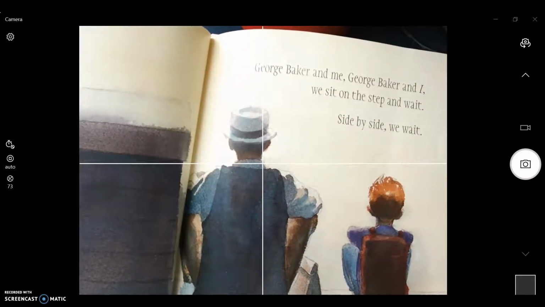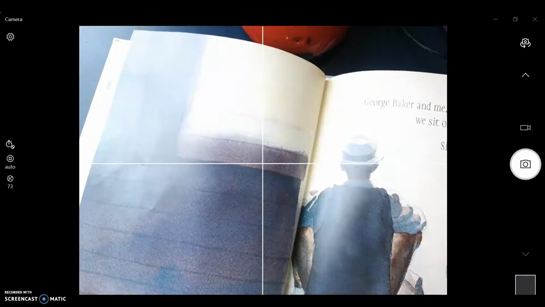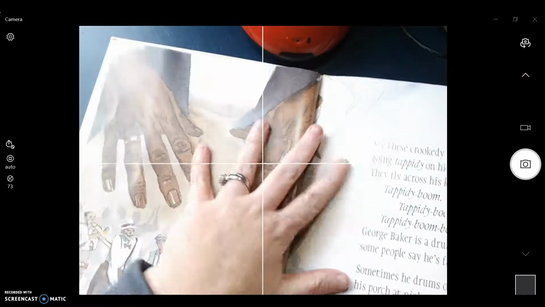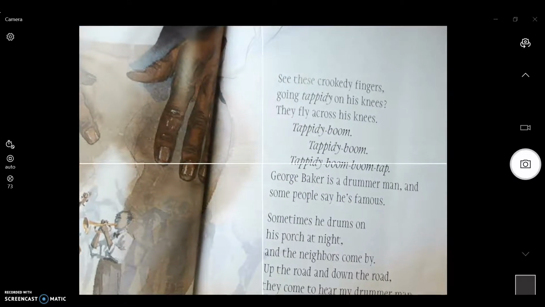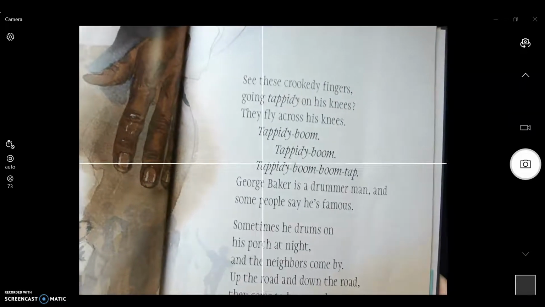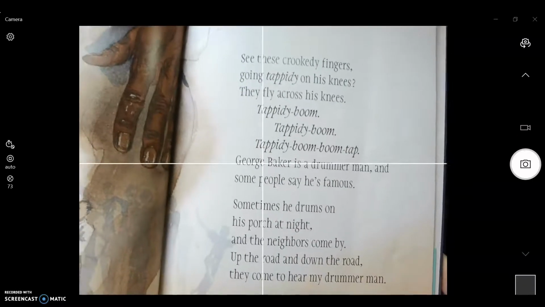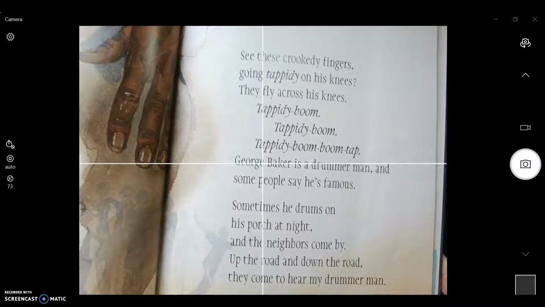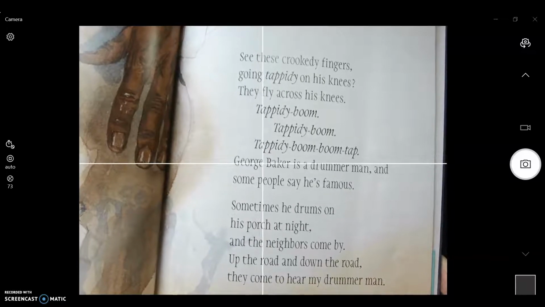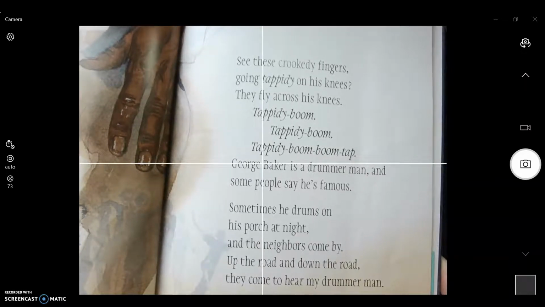George Baker and me, George Baker and I, we sit on the step and wait. Side by side, we wait. See these crickety fingers? Good tappity on his knees. They fly across his knees. Tappity boom, tappity boom, tappity boom, boom, tap. George Baker is a drummer, and some people say he's famous. Sometimes he drums on his porch at night, and the neighbors come by. Up the road and down the road, they come to hear my drummer man.